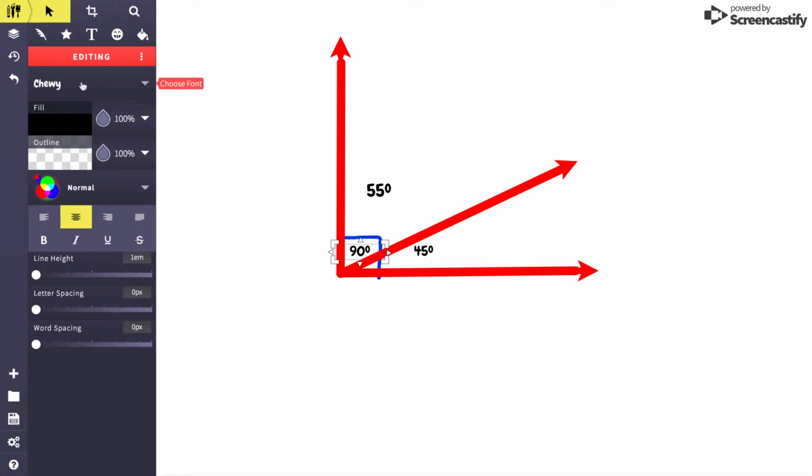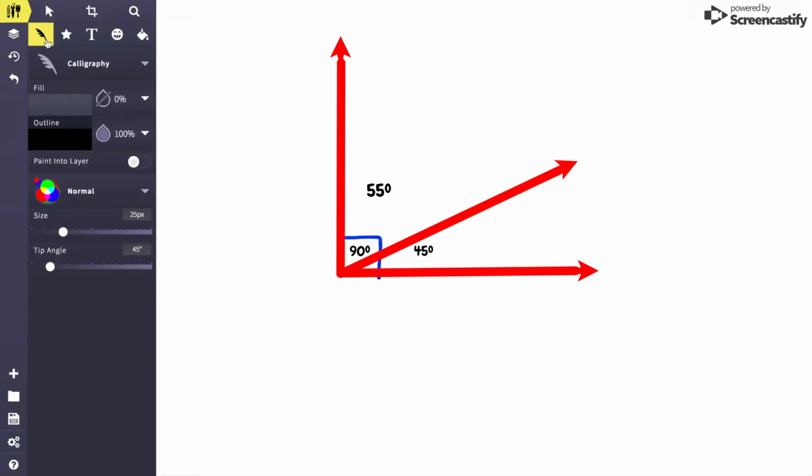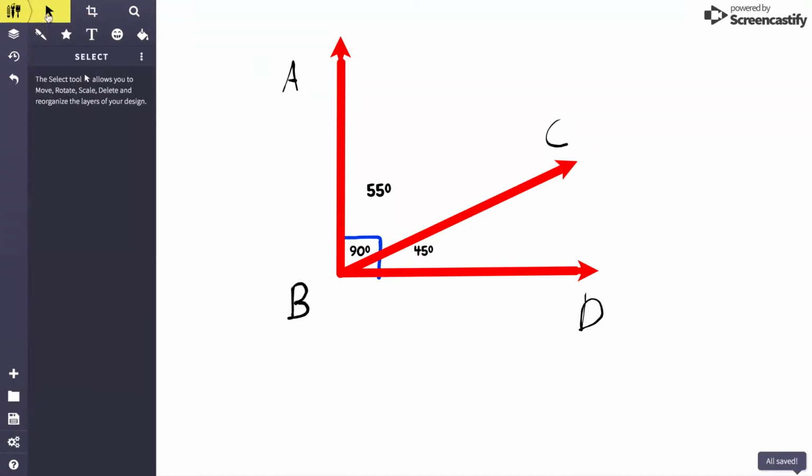So quickly here, I'm going to label this. If this is point A, and this is point B, and this is point C, and this is point D. Okay. Because I labeled it now, it's a lot easier to say that angle ABC, this angle right here, is 55 degrees, and angle CBD is 45 degrees.